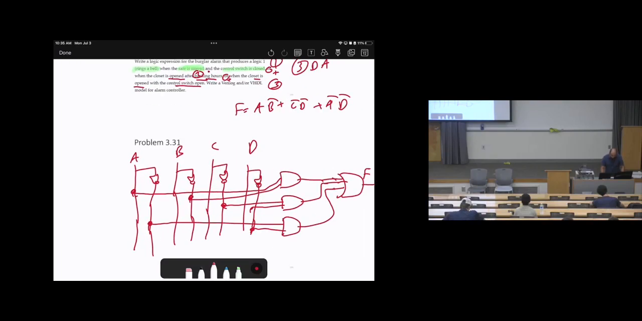And since we need to convert this OR to a more practical circuit, which is a NAND implementation, put a bubble here, bubble here, bubble here, bubble here, bubble here, and bubble here. Then this is a NAND implementation.